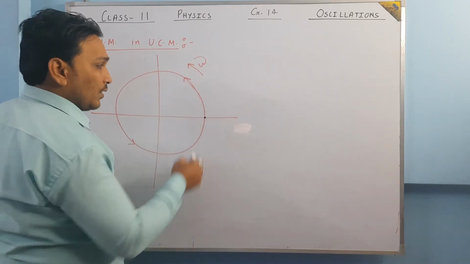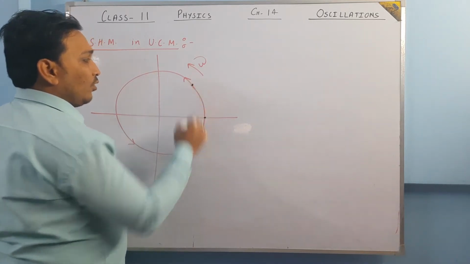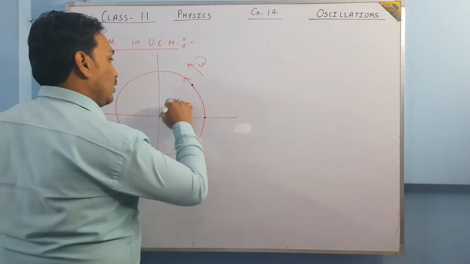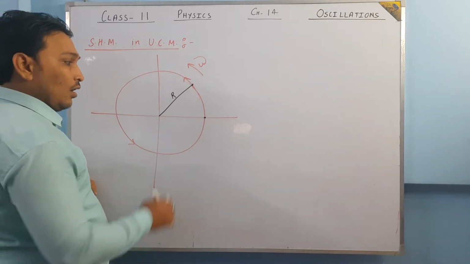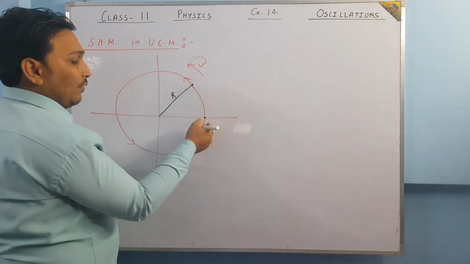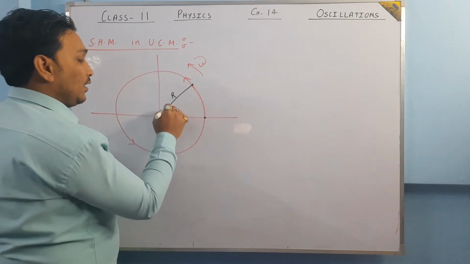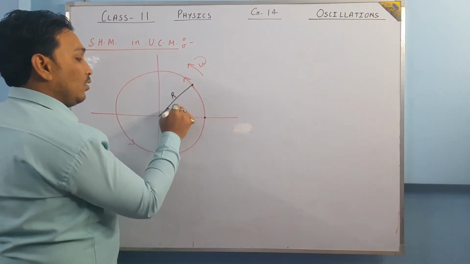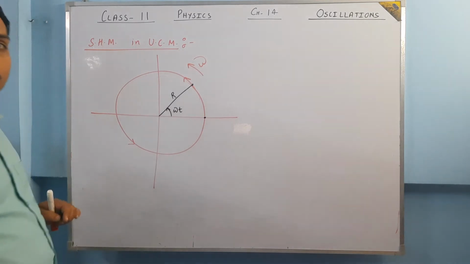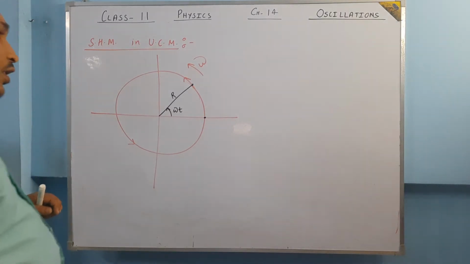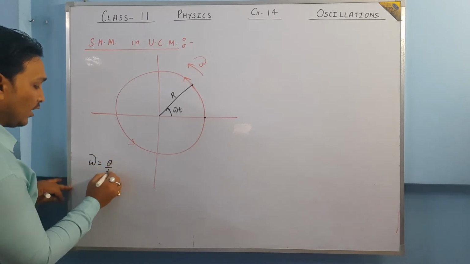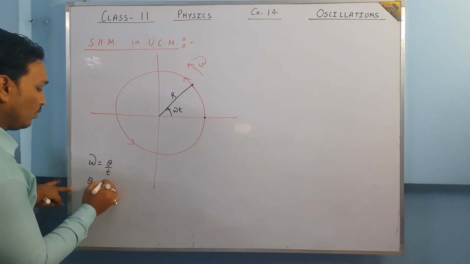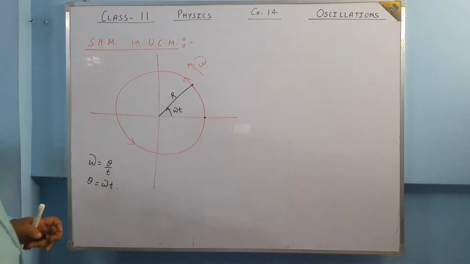What I'm going to do is, suppose the instantaneous position of the body is here, so this is the radius, capital R. If the angle is theta, and the time taken from here till here is t, then this angle is going to be omega into t. How does that come? Omega is equal to angle upon time, so angle is equal to omega into time. From here theta comes out to be omega t.